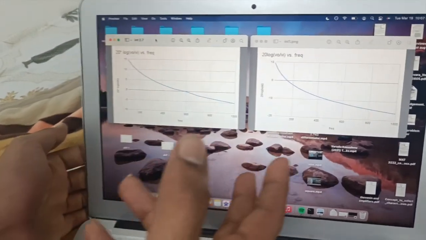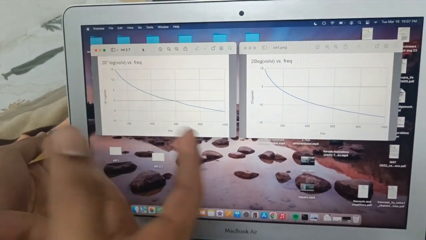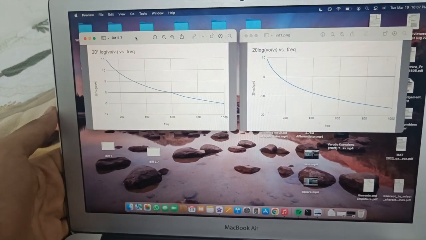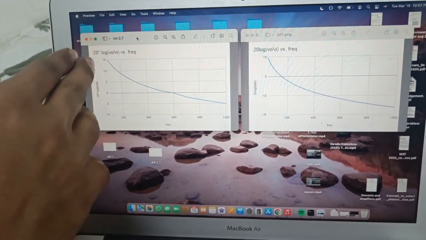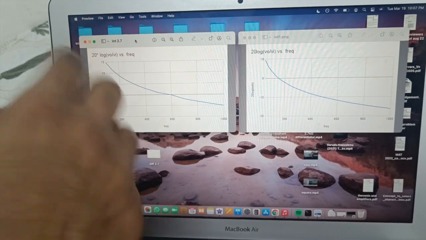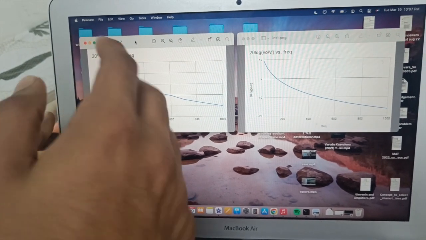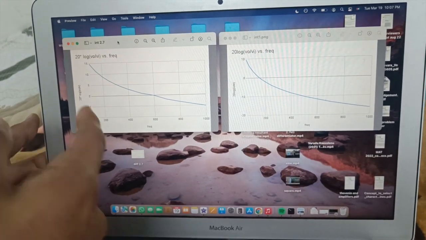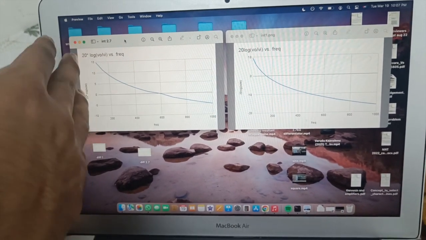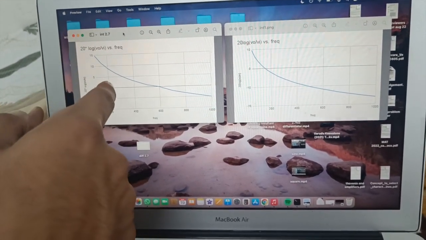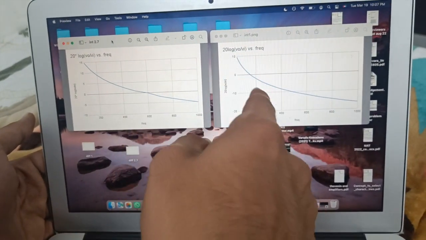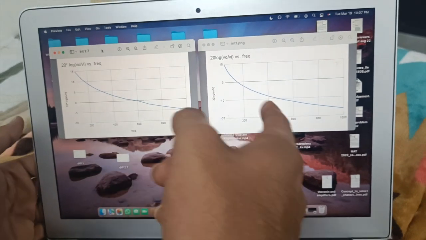We'll see the difference between the Bode plots for the integrating circuit for the 2.7 kilo ohm resistor and the 1 kilo ohm resistor. Here for the 2.7 kilo ohm resistor, we can see that the value of the decibel gain is decreasing faster when compared to the 1 kilo ohm resistor. If we draw a tangent at any point in this graph, we can see that the slope of those tangents increases at a rate which is faster than the slope of the tangents in the 1 kilo ohm resistor case.